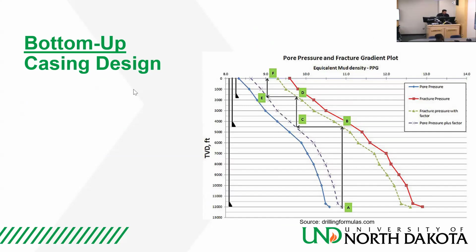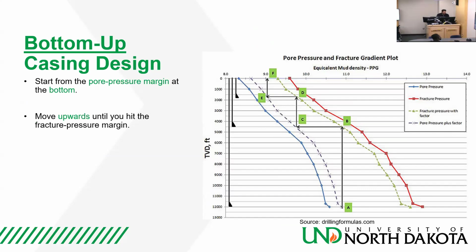I start from the bottom left, where there is A at the bottom. I gave myself a safety margin from each line. I went a little bit to the right for the minimum bound, the lower bound of the mud weight, and a little bit to the left for the upper bound. So I start from the bottom left here, A, and I go up until I hit the upper line, and then I turn to the left.